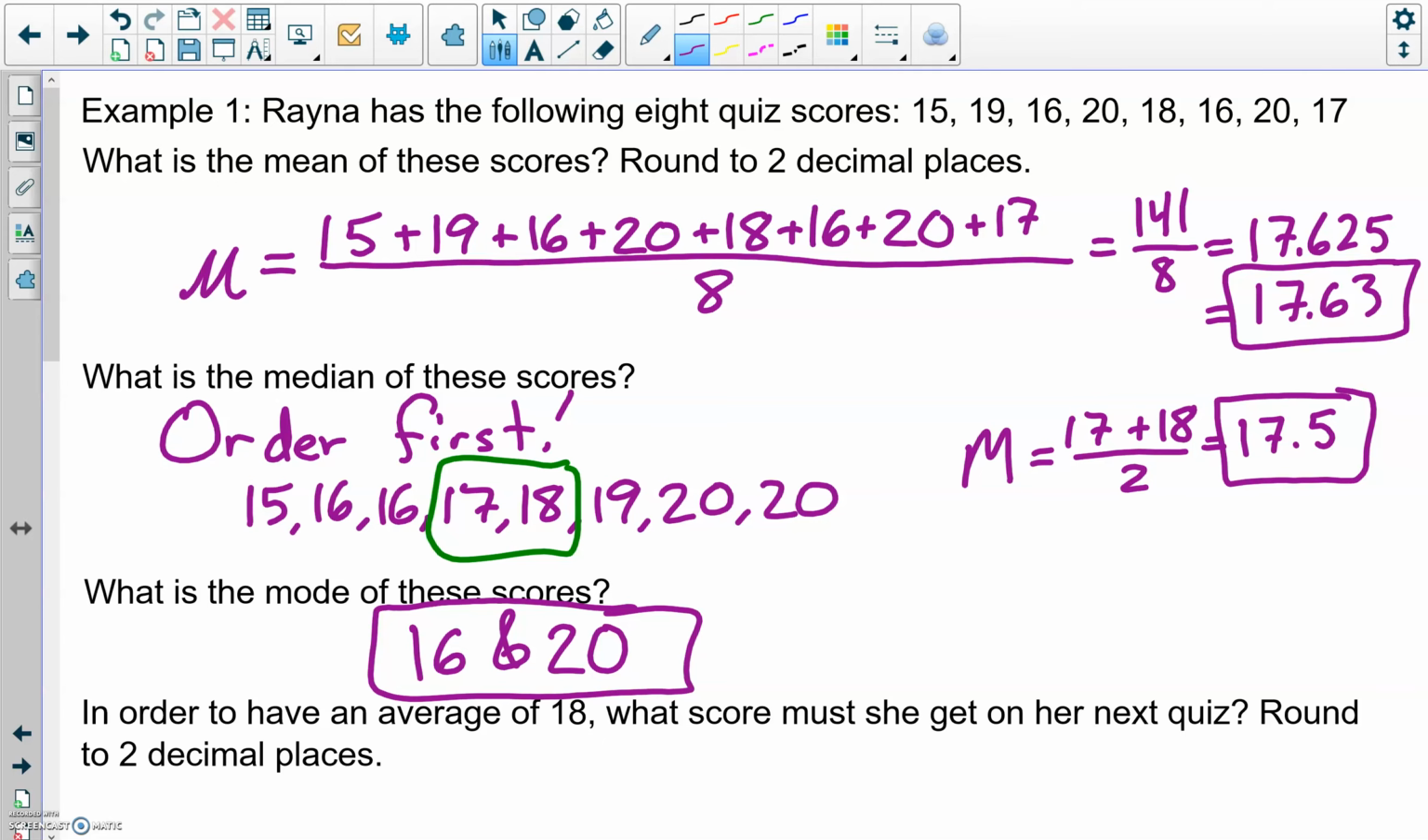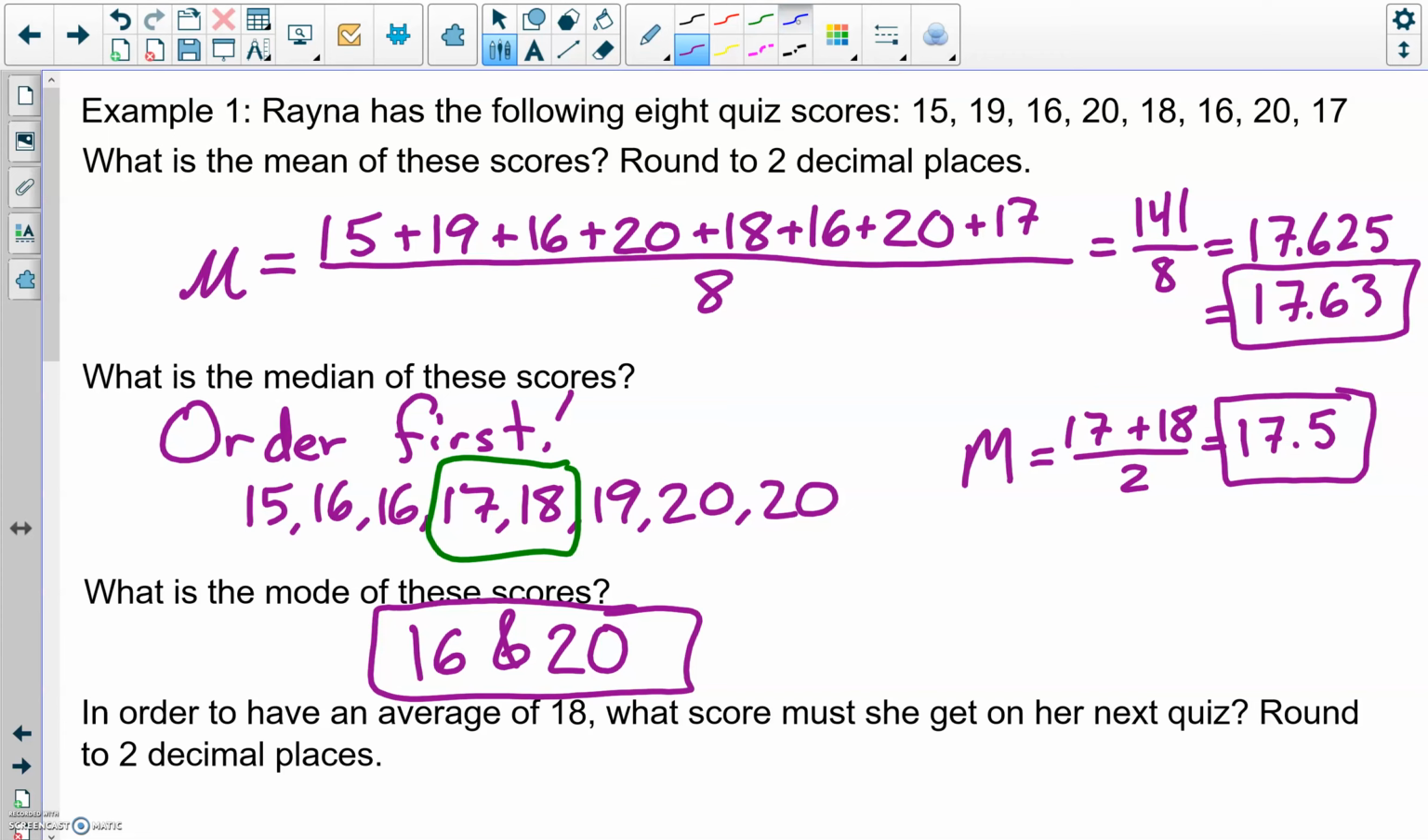The next one, median: you want to order them first. If they're out of order, you'll get the wrong median 99 times out of 100. Here, there was an even number of items in the data set, so we take the 17 and 18, add them together, divide by 2, and you get 17.5 as the median. And then the mode: there's a tie here because there were 2 16s and 2 20s, so the mode is 16 and 20.